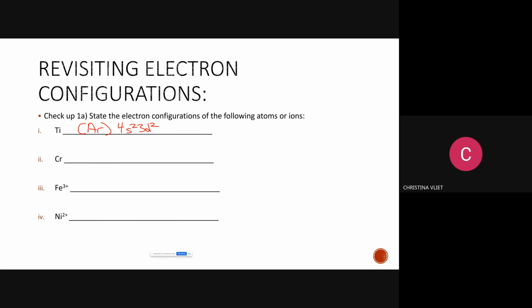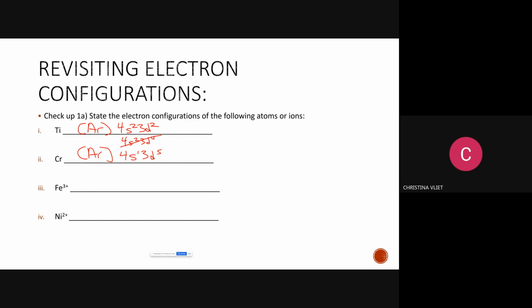Chromium, that's an exception, right? So what is it? 4s2, 3d4, that's what you think, but it's not. It's an exception. What happens in the exception? You give one electron from the s to the d. So this should actually be 4s1, 3d5, like that. Why? For this is an exception. Chromium and copper are exceptions you've got to know.